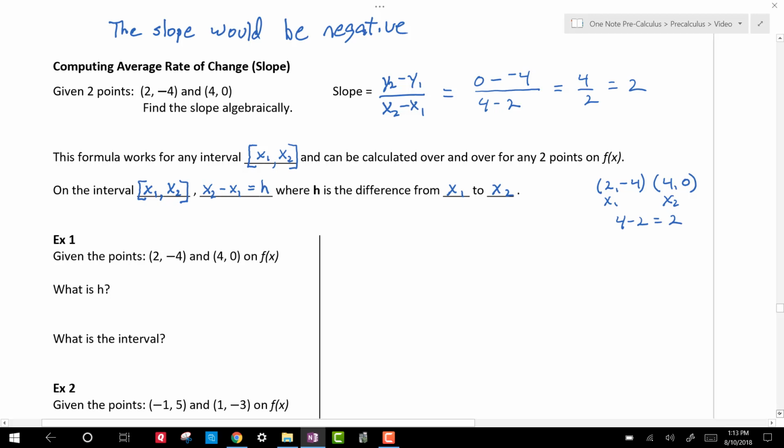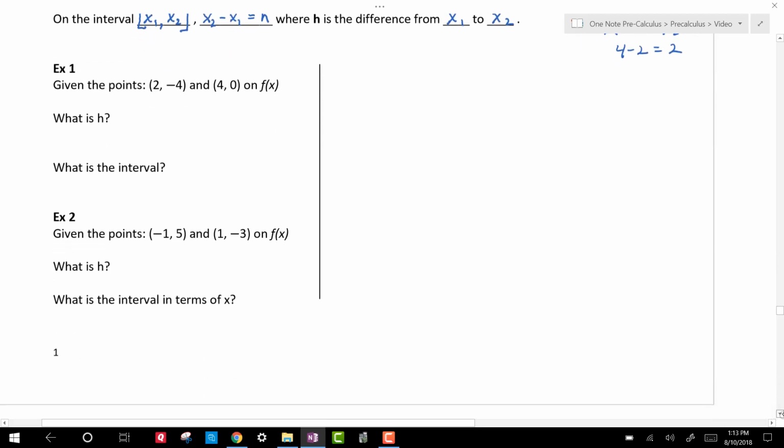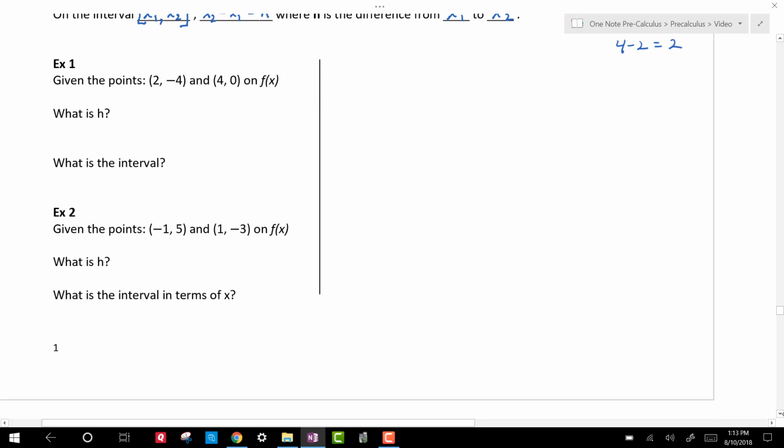Okay? So as we look again at these same 2 points, and I kind of already did the work for this, given the points (2, -4) and (4, 0), what is h? Keep in mind that h is equal to x2 minus x1. In this case, I'll label them here: this is x1 and this is x2. So h is equal to 4 minus 2, so h is equal to 2.